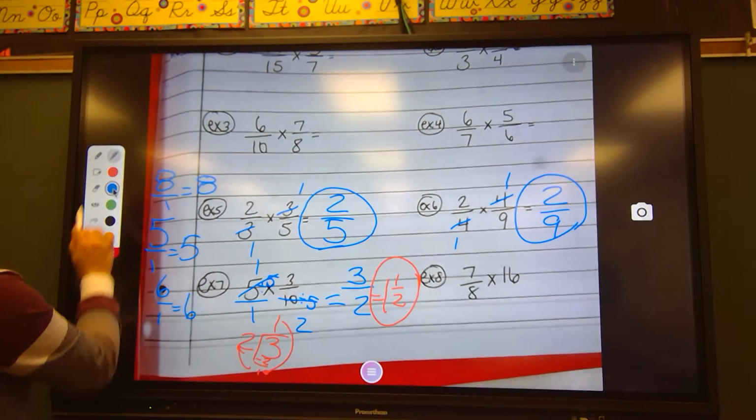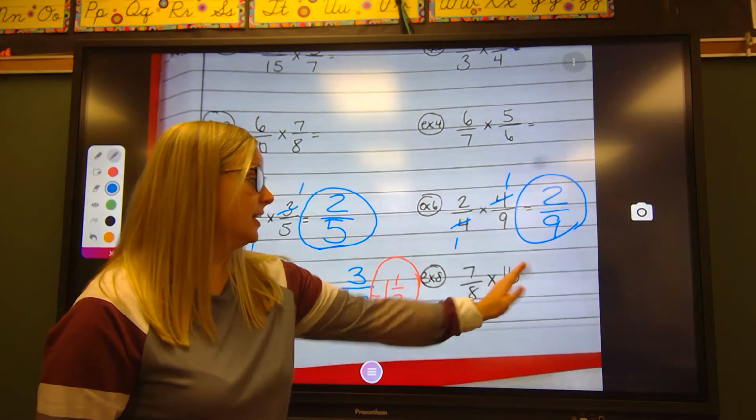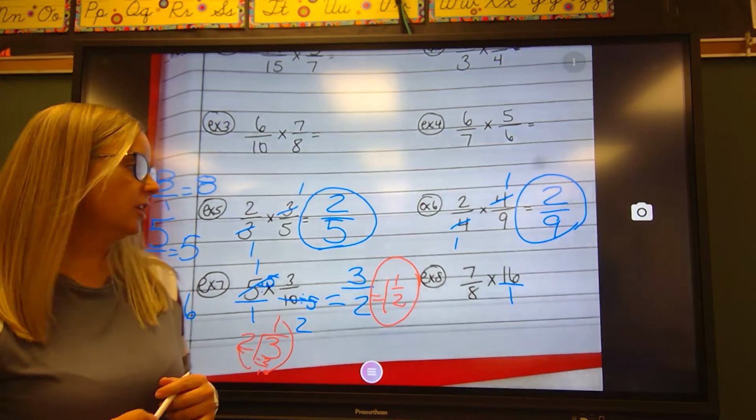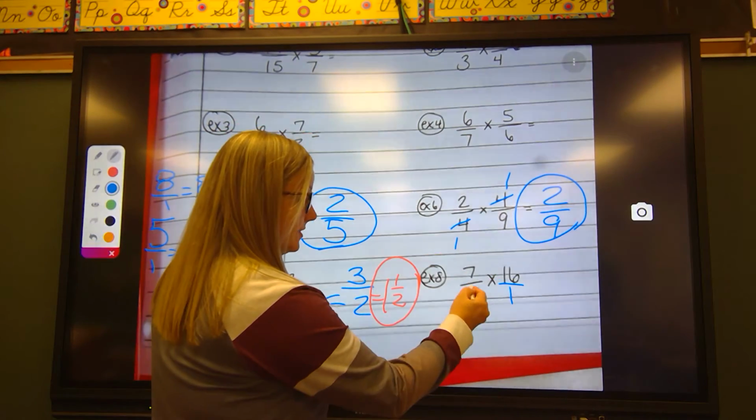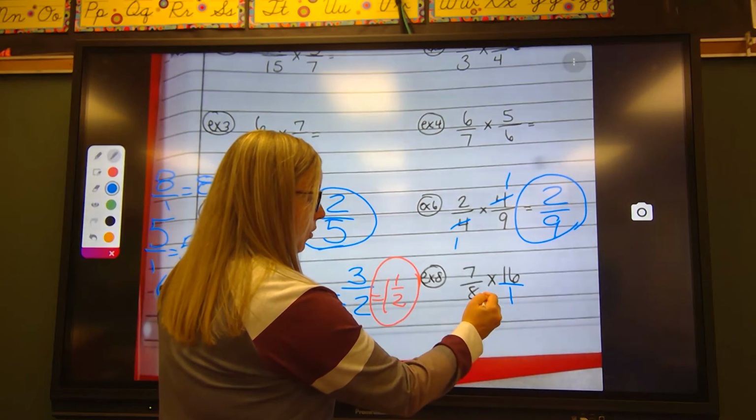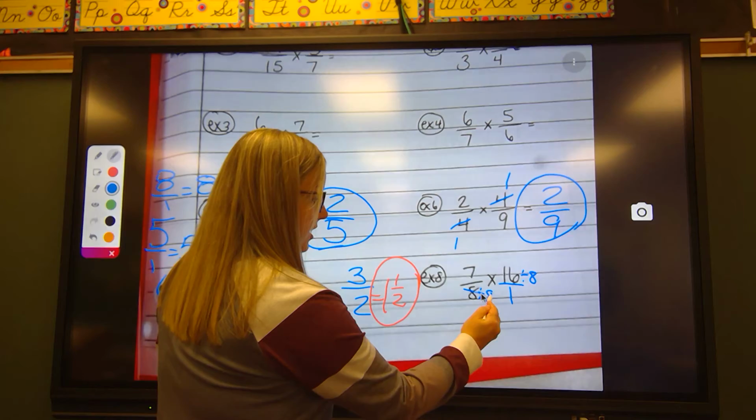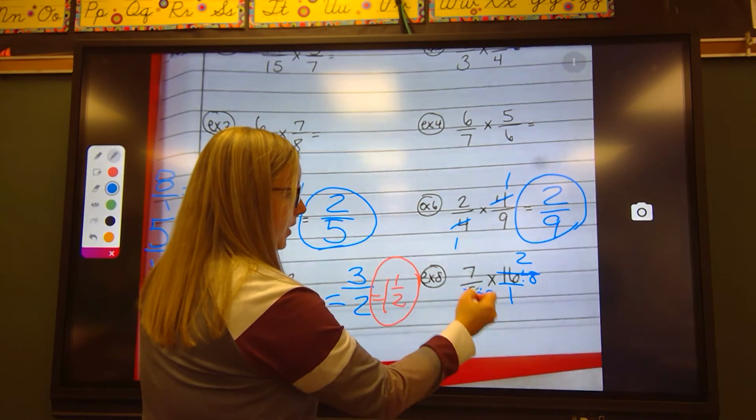All right, one more to do. Again, I have a whole number, but this time it's in the second position. I want to put a 1 underneath that so that it looks like a fraction. Now, go ahead and see if you can cross simplify. I can simplify 8 and 16. I know that 8 goes into both of them. 8 divided by 8 is 1. 16 divided by 8 is 2. I've checked that way. Let's check this way.